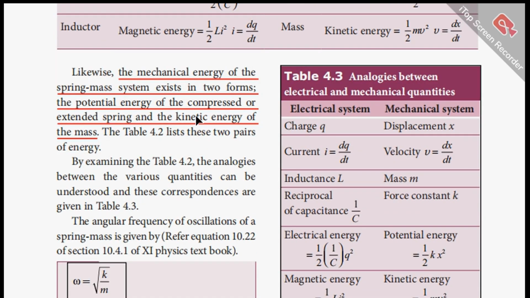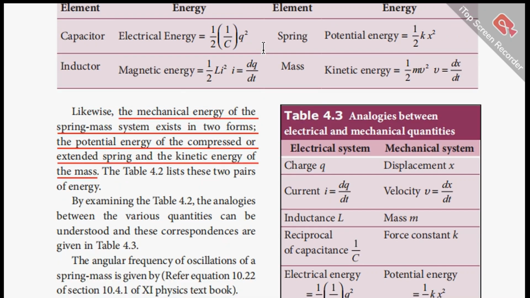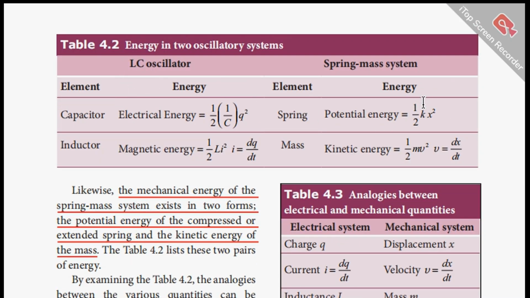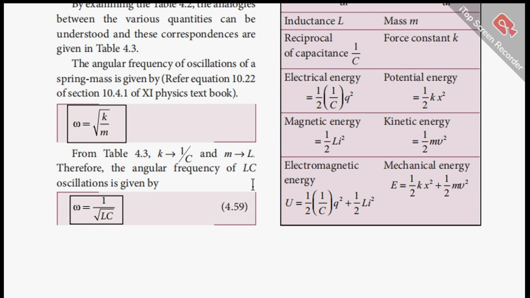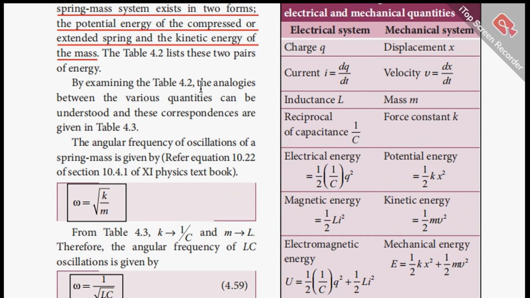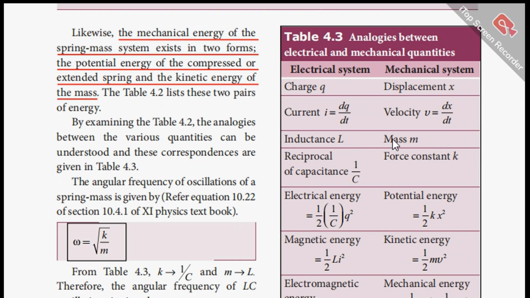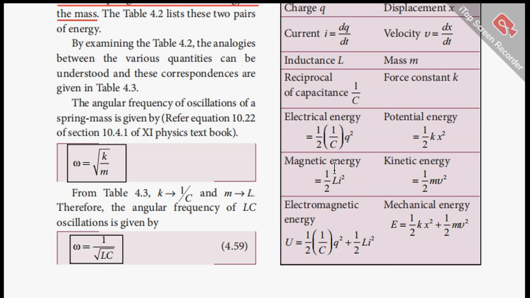Likewise, the mechanical energy of the spring-mass system exists in two forms: the potential energy of the compressed or extended spring and the kinetic energy of the mass. This table 4.2 lists these two pairs of energy, that is electrical energy and magnetic energy in the case of the LC oscillator, whereas in the case of a spring-mass system we will have potential energy and kinetic energy. So by examining the table, the analogies between the various quantities can be understood, and these correspondences are given in this table: charge, current, inductance, the reciprocal of capacitance, all these things are given in this table.